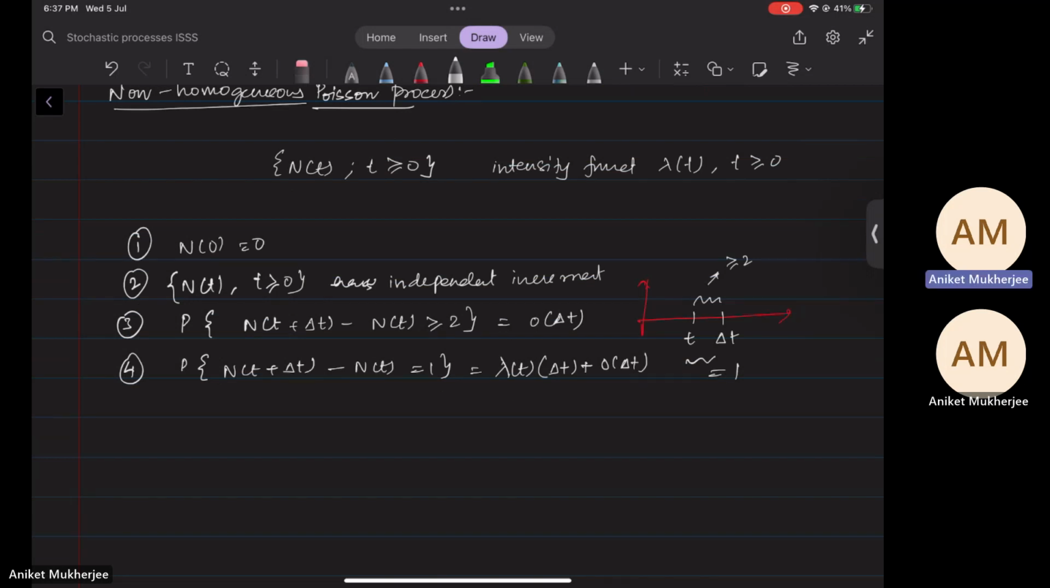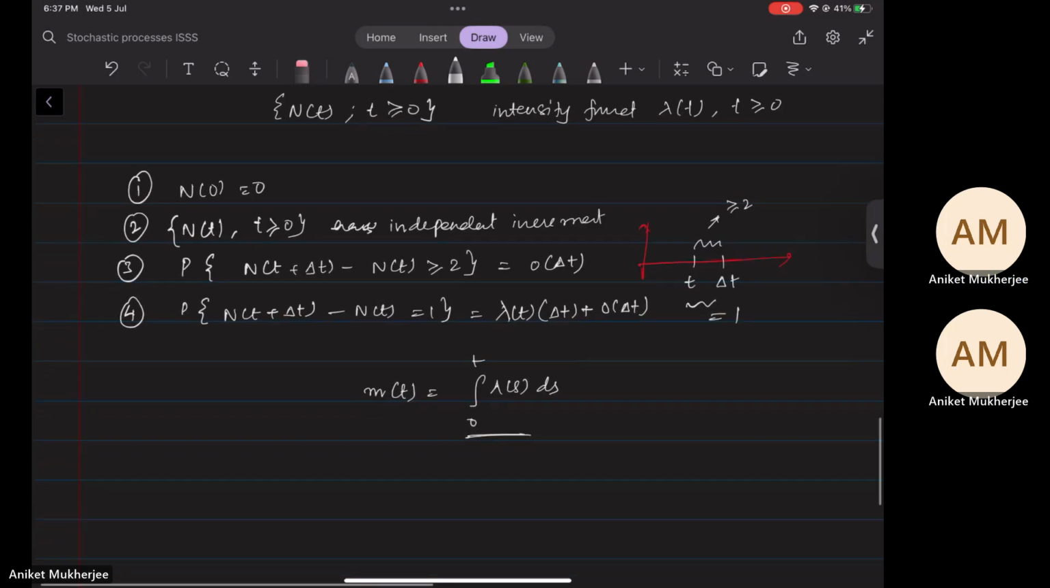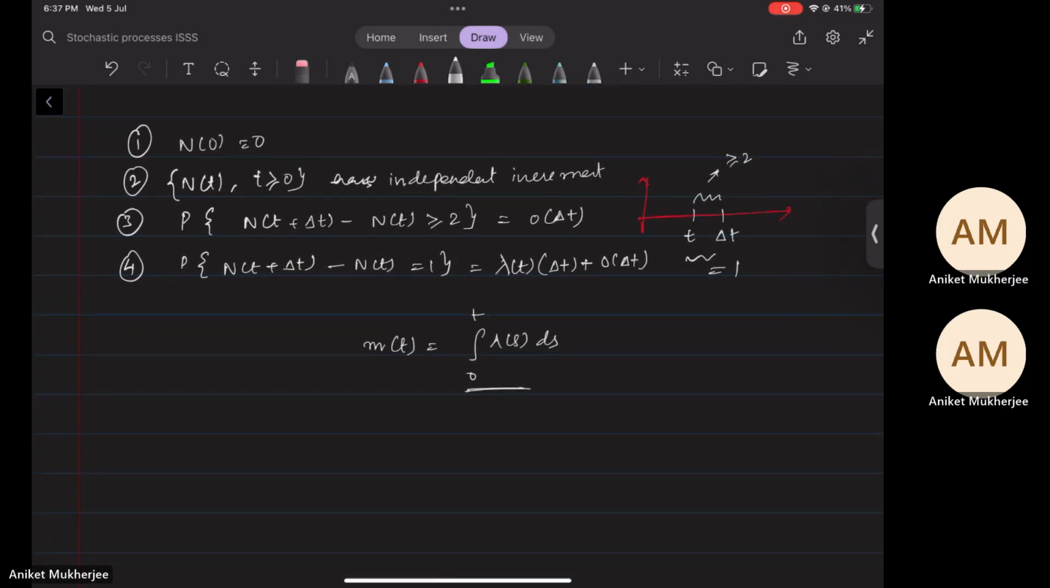So okay, now let us define a function m(t). This m(t) is known as the integral from 0 to t of λ(s) ds. Then we need to show the probability of N(t + s) − N(t) equal to n. So now what you have is t and t plus s. So this interval is t.